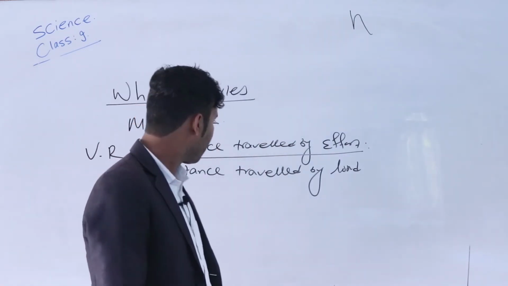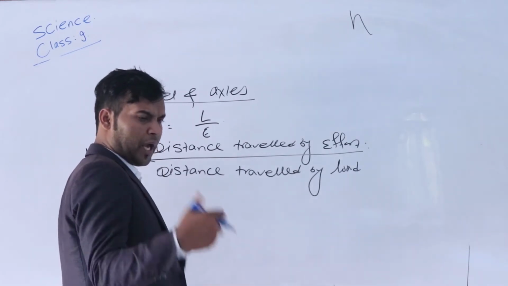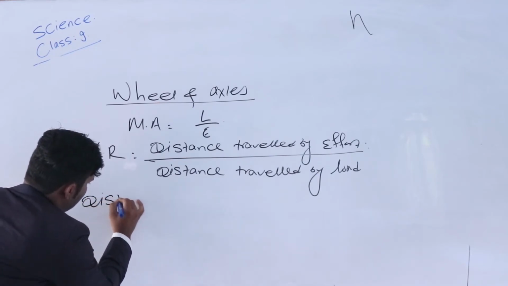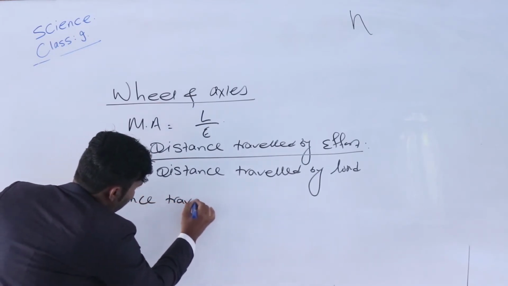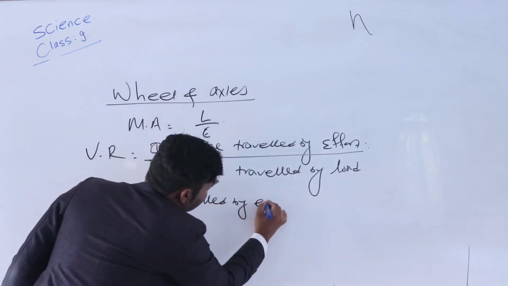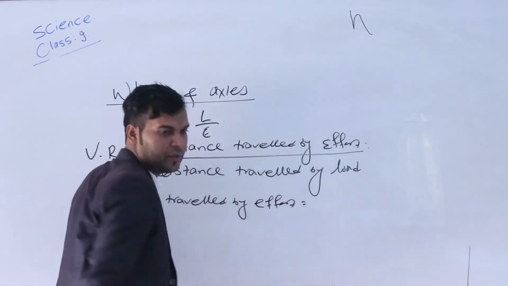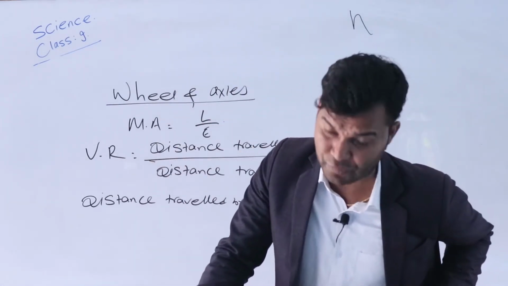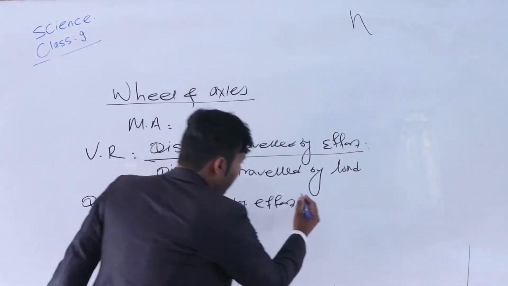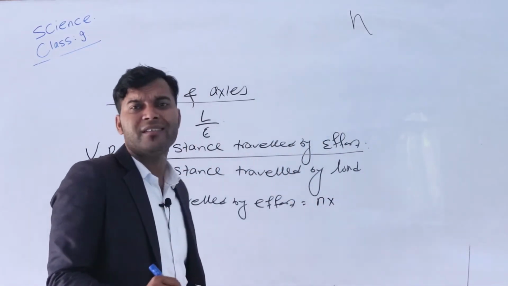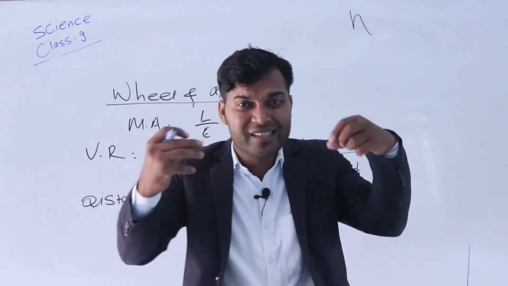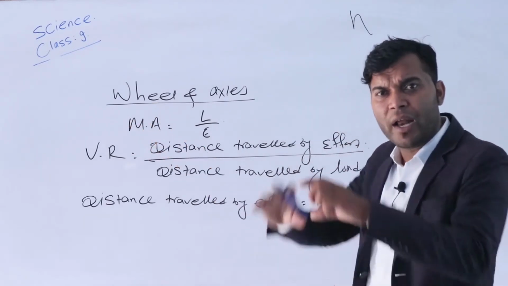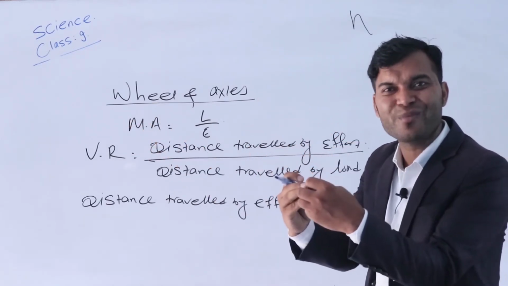It's called VR. How do we calculate the distance traveled by effort? Distance traveled by effort is equal to the number of rotations into the circumference of the wheel. We have two coaxial cylinders connected there. One is the larger cylinder and the second one is the smaller cylinder.